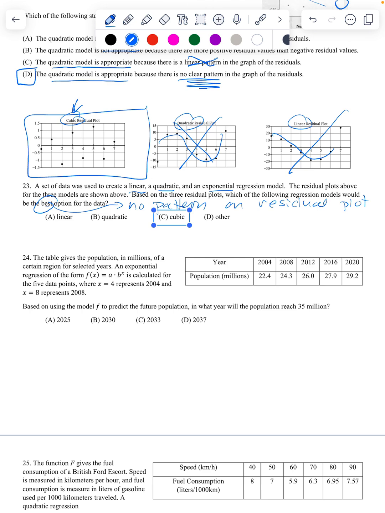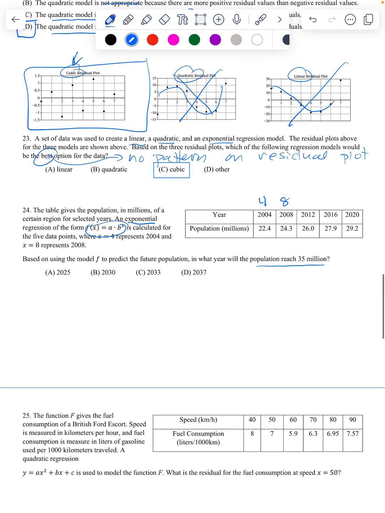The table gives the population in millions of a certain region for selected years. An exponential regression of the form blah, blah, blah is calculated for the 5 data points, where x equals 4 represents 2004 and x equals 8 represents 2008. Based on using the model to predict the future population, in what year will the population reach 35 million? Okay. So this is going to have to be a calculator situation because we have to be able to get an equation, and then we have to be able to graph to see where they are going to cross.